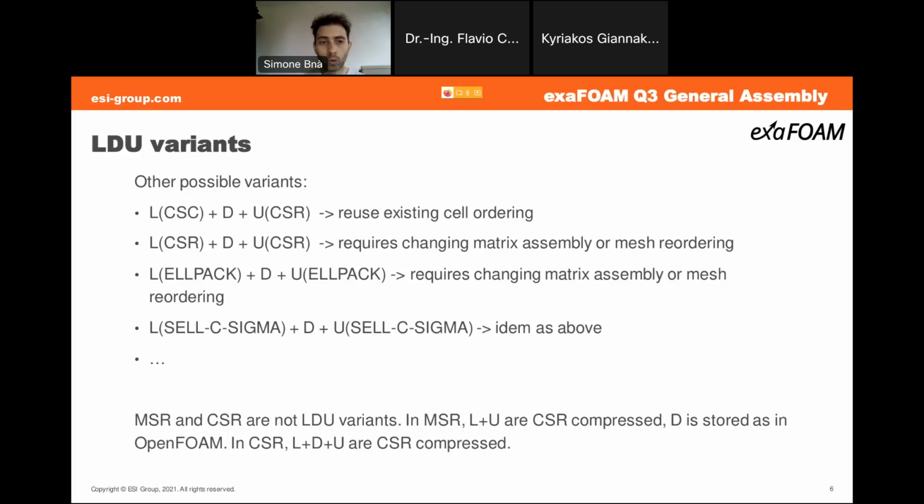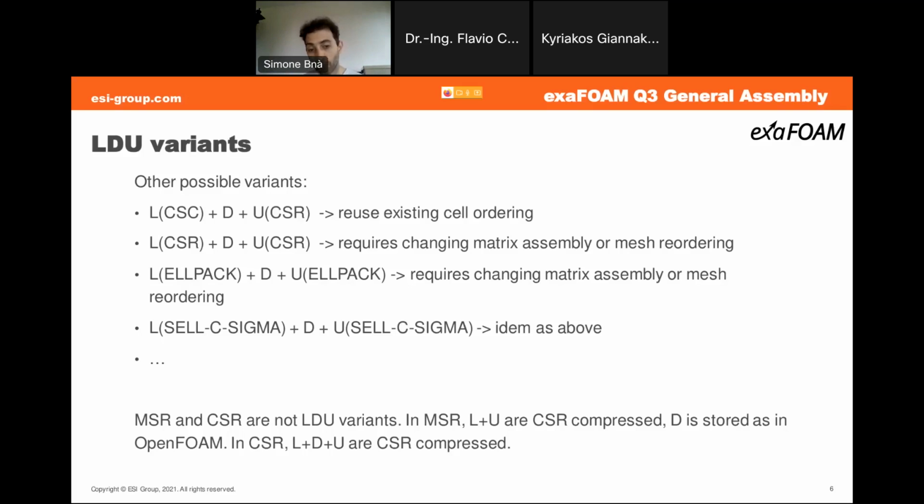If I, for example, want to use CSR for L and U, it's possible, but I need to reorder the mesh. I can use, for example, LPAC or Celsius sigma for L and U. We can basically define whatever I want in the representation of L and U. I don't know if this gives you some benefit or not. I'm going to show some results at the end of the presentation.